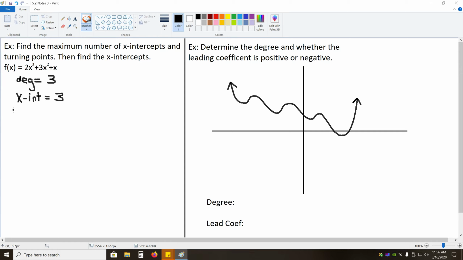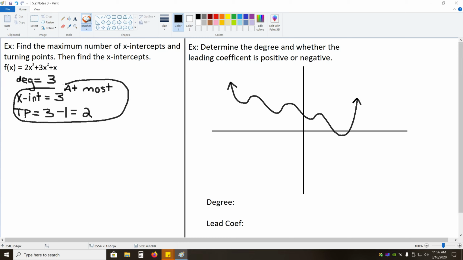And then from there, for the turning points, we take our degree and subtract 1, which tells us that there are at most 2 turning points. So again, we're going to put an "at most" here, because there is no guarantee that there are exactly this many, but this is the first part of the problem. There are at most 3 x-intercepts and at most 2 turning points. And now we actually want to find the x-intercepts.